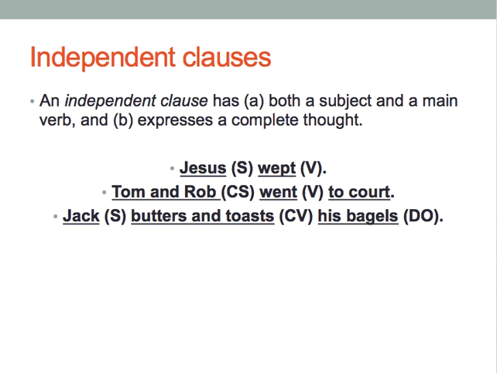Jesus wept, our shortest sentence, subject and verb. That's the shortest way you can construct a complete sentence, a subject and an intransitive verb. But we can also have compound subjects or compound verbs like the other 2 examples below. Tom and Rob, compound subject, went to court. Jack, subject, butters and toasts, compound verb, his bagels, direct object.